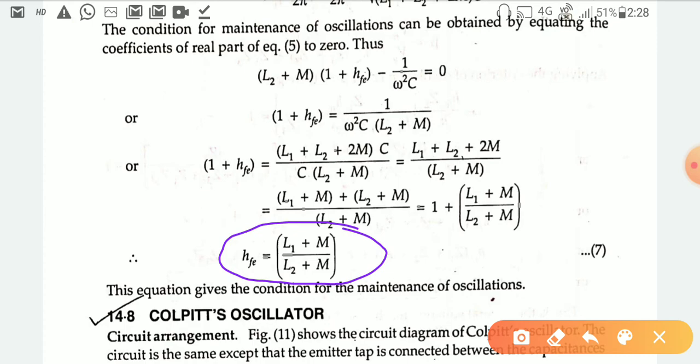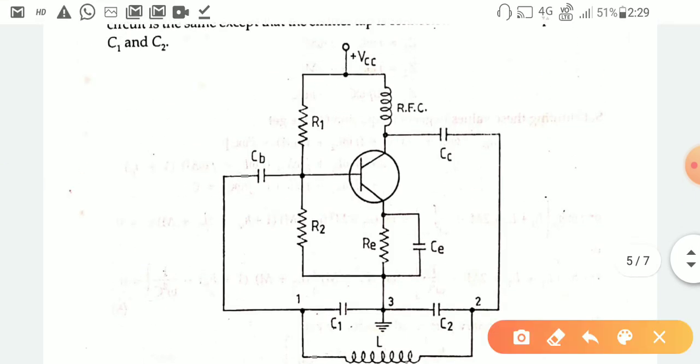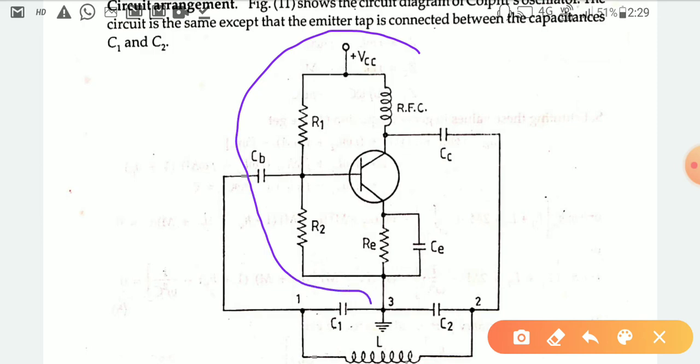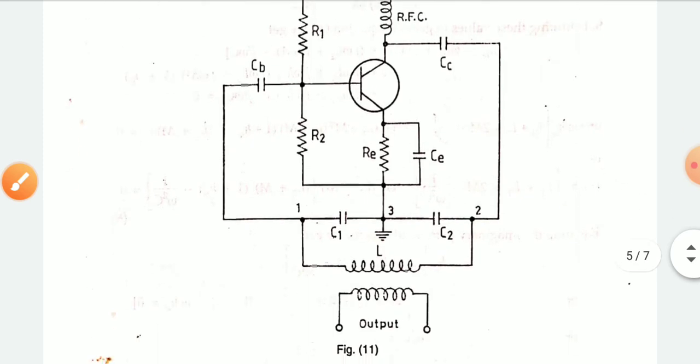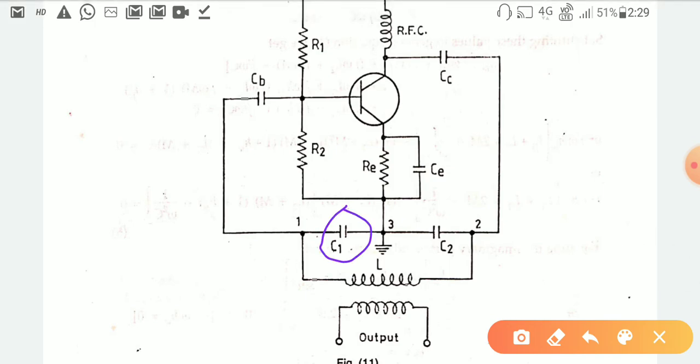The same procedure you should apply for the Colpitts type of oscillator. You just replace L1 with C1, L2 with C2, and C with Z3 in this position. Look at the circuit diagram, so it will be easy to understand also. Look at this portion, it is the same as before, this is the DC biasing, but only L1 is replaced with C1, L2 is replaced with C2, and C is replaced with the inductor L there.